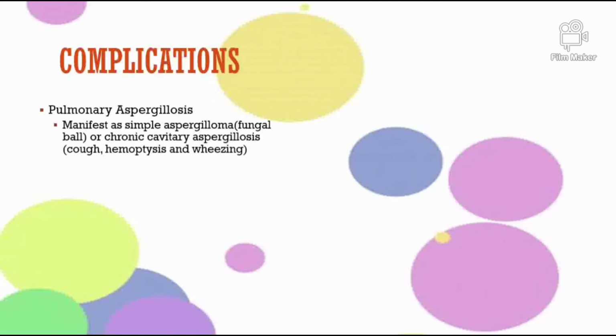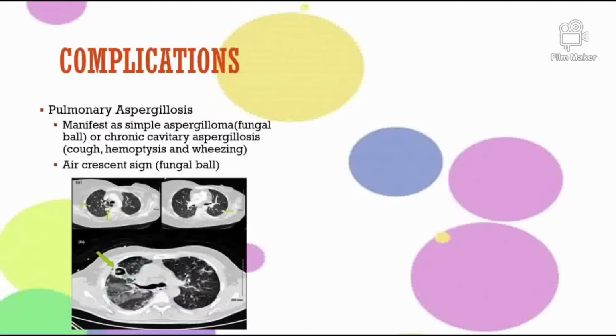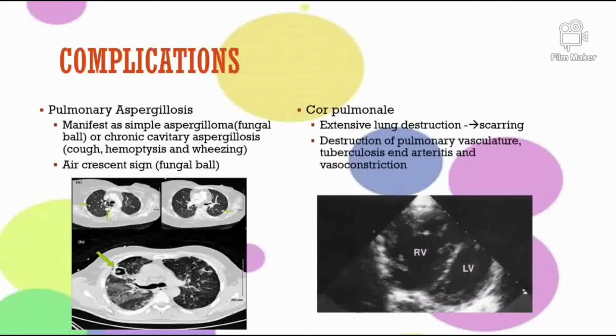Pulmonary aspergillosis manifests as a simple aspergilloma or fungal ball, or a chronic cavitary aspergillosis, which is manifested by cough, hemoptysis, and wheezing. It has an air crescent sign, or what we call a fungal ball. Cor pulmonale is due to extensive lung destruction which causes scarring and destruction of the pulmonary vasculature, tuberculous arteritis, and vasoconstriction.